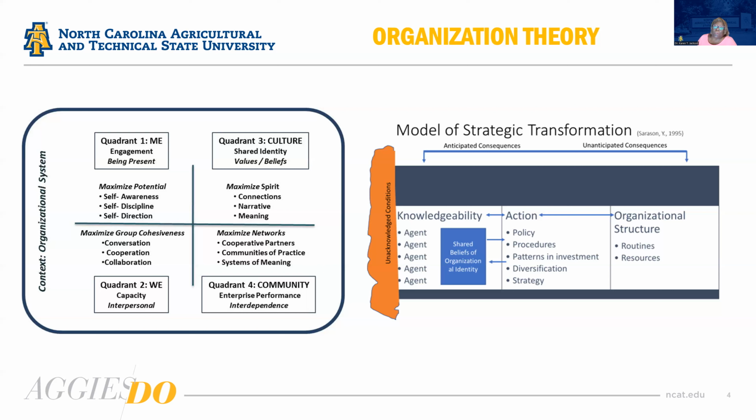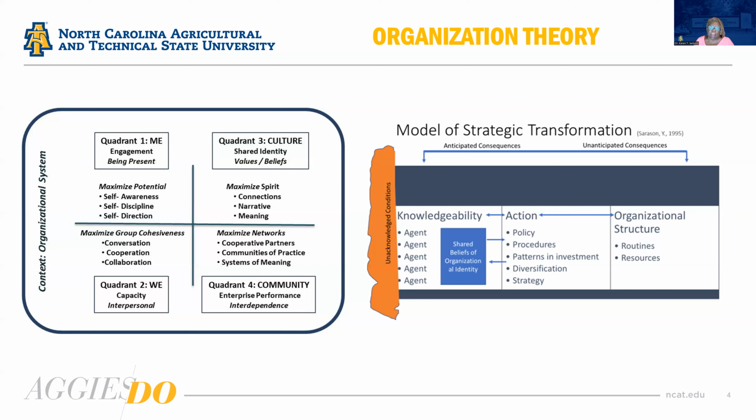In quadrant two, we have the we. So in the context of an organization, again, we've got more than just the leader. We've got the people or the groups of people that the leader has power over. So we want to make sure that we're thinking about the cohesiveness of the group, what kinds of collaborations are taking place, conversations, cooperations. These are all things that you want to think about when you are thinking about the behavior of a leader within the context of a situation.